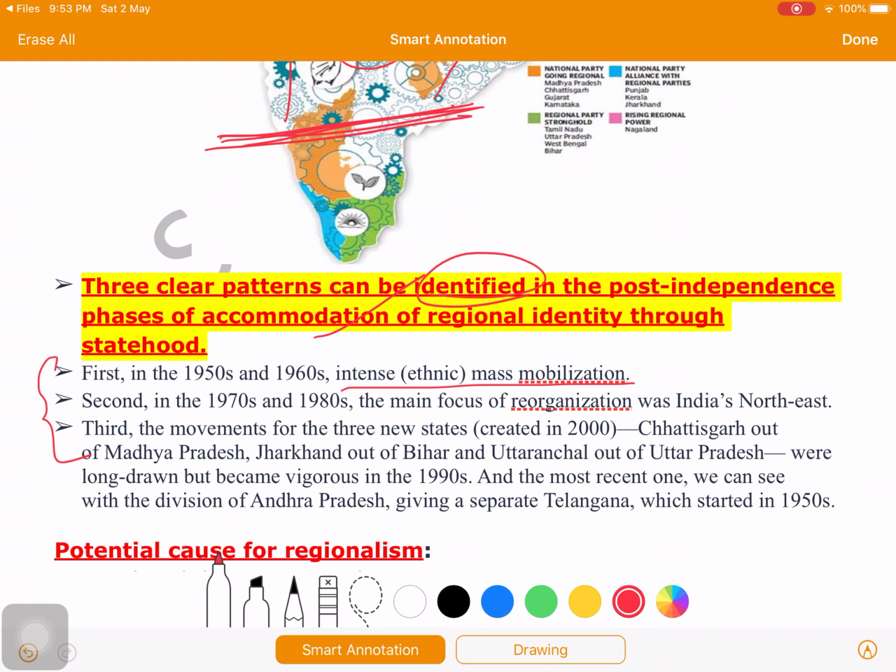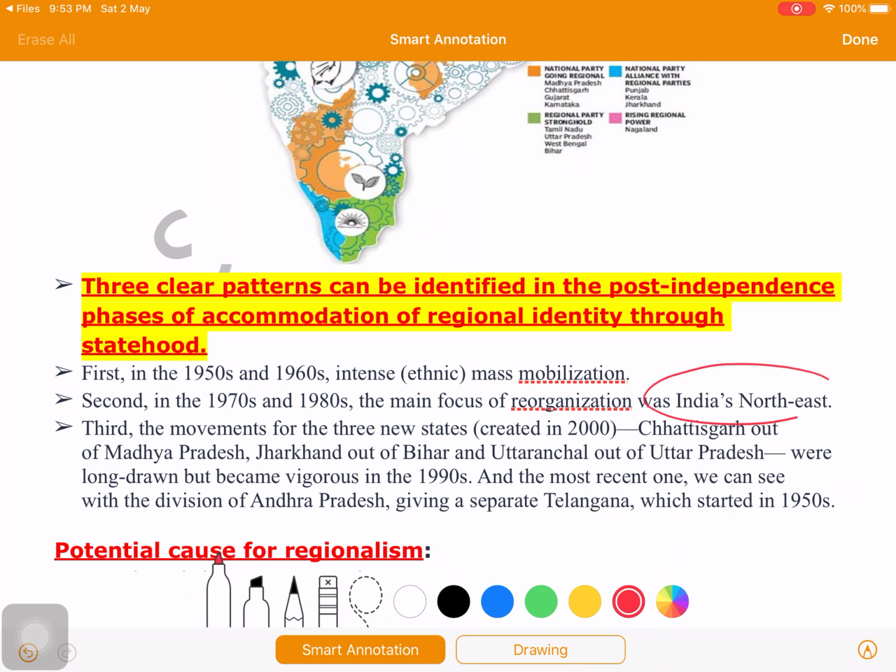And in the second phase, between the 1970s and 1980s, the main focus of reorganization can be seen in India's northeast. In the second phase, between the 1970s and 80s, northeast reorganization started. The basis of reorganization was tribal insurgency. Very important. Why did this happen? The main reason is tribal insurgency for separation from the statehood.